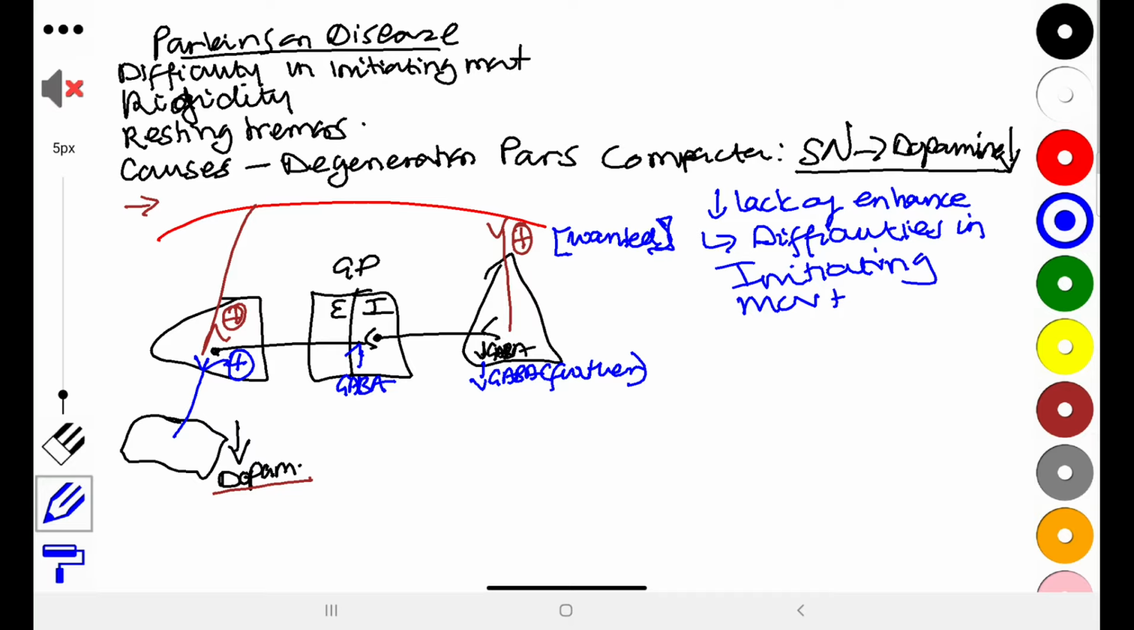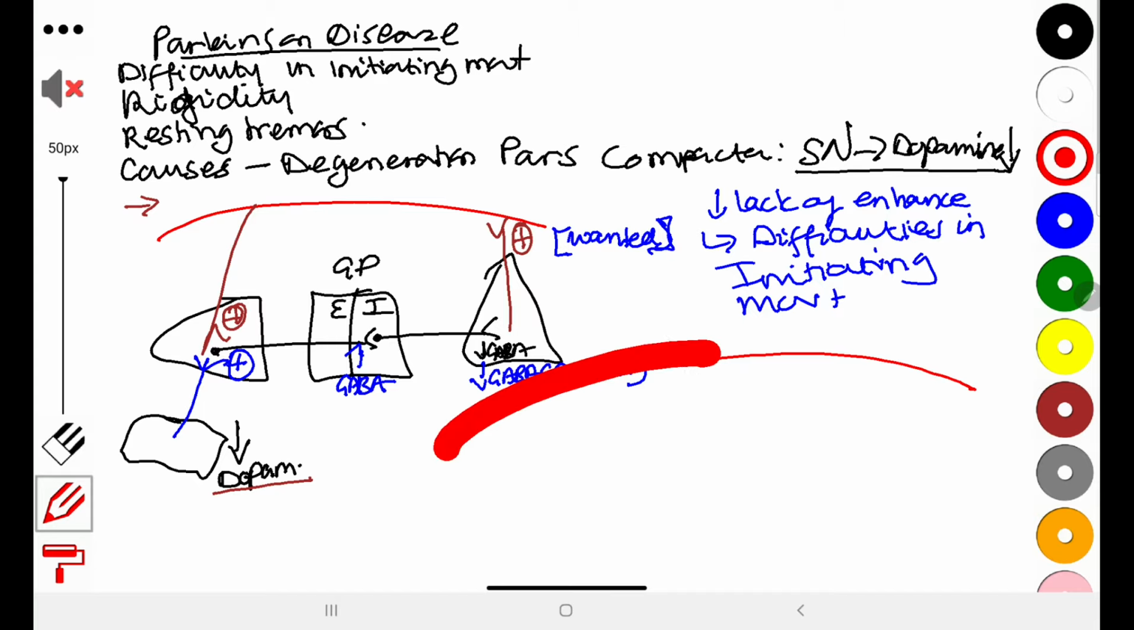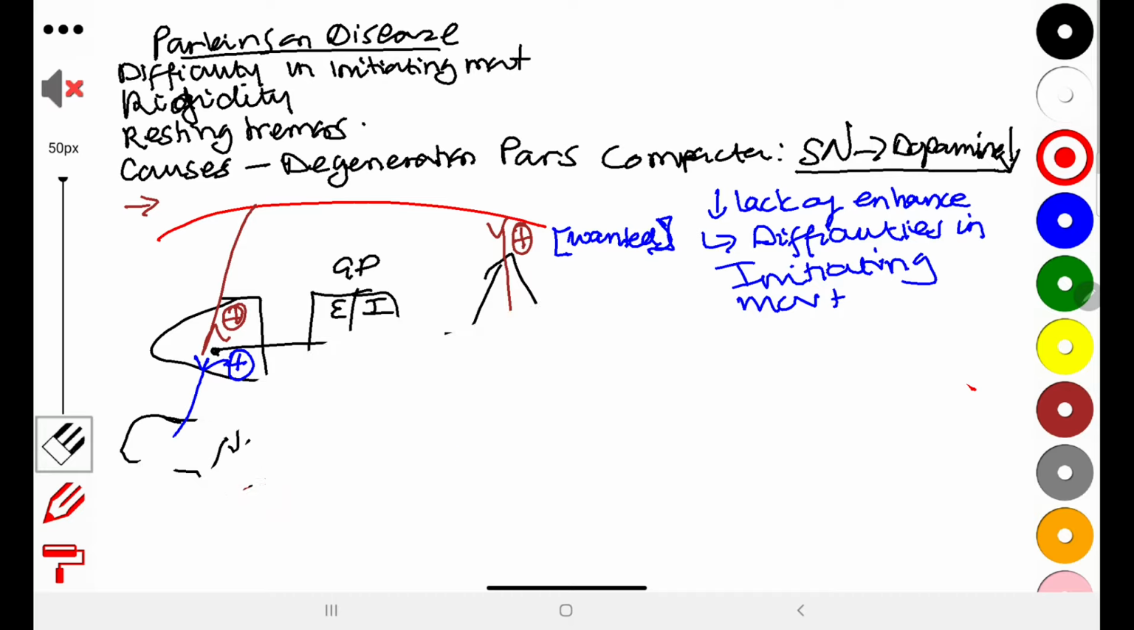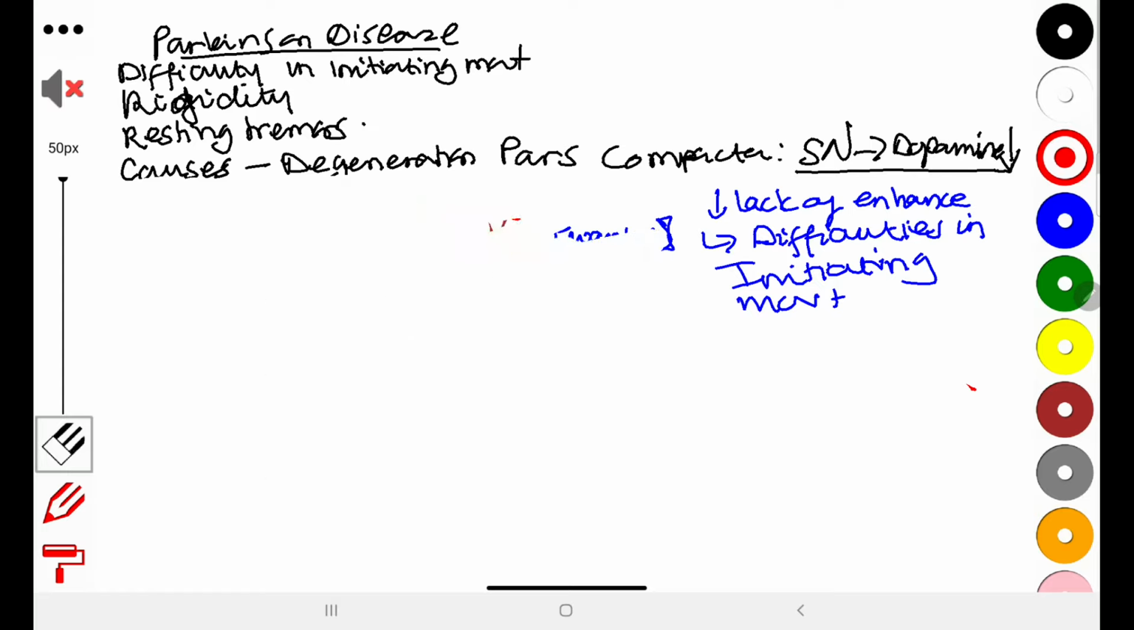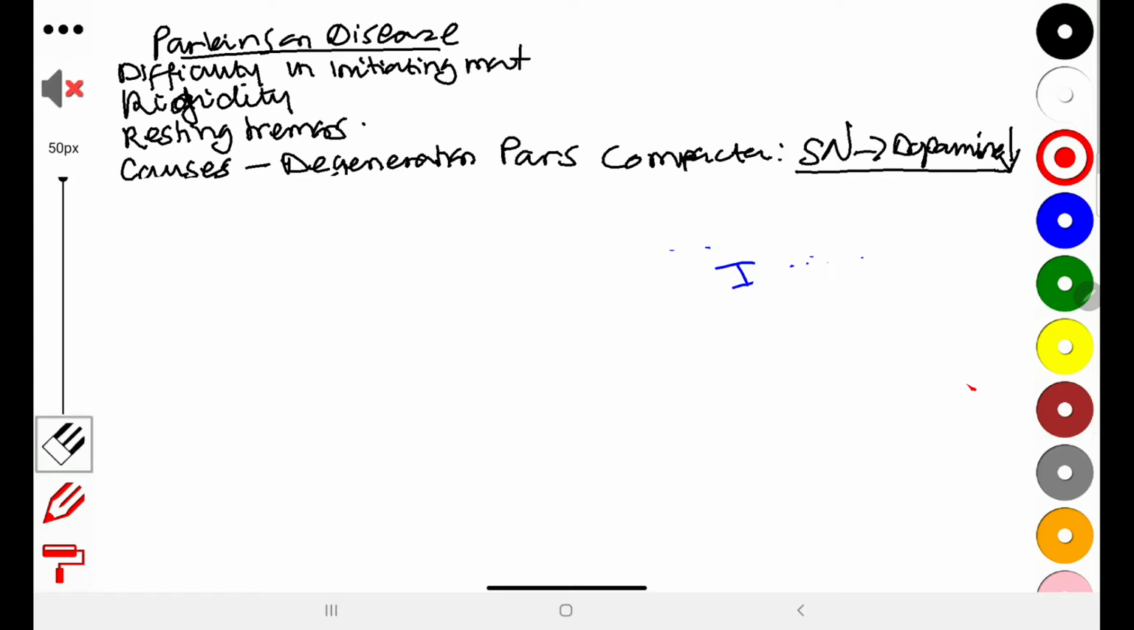The next thing you're going to see is what is happening in the indirect pathway. Let me see if I can draw it right here. Yeah. So in the indirect pathway, what we're going to see is, remember what was happening in the indirect pathway is we were trying to increase facilitatory movement. So in this case, if we reduce dopamine, what we're expecting is the facilitatory movements will also be reduced.